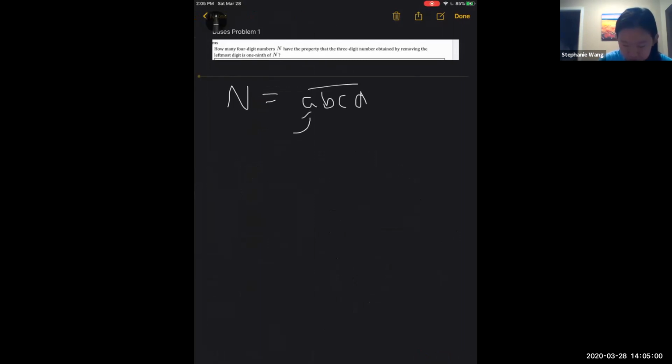We're removing the leftmost digit, so this is the digit we're going to remove. After we remove A, we have BCD left as the number. It tells us that BCD is going to be 1/9 of the original number, ABCD.